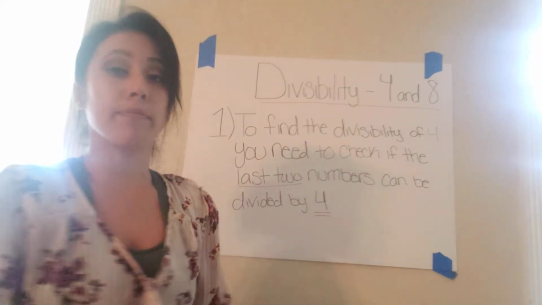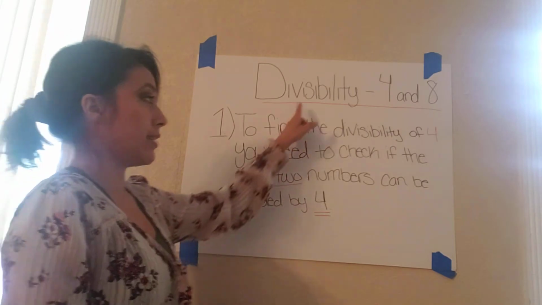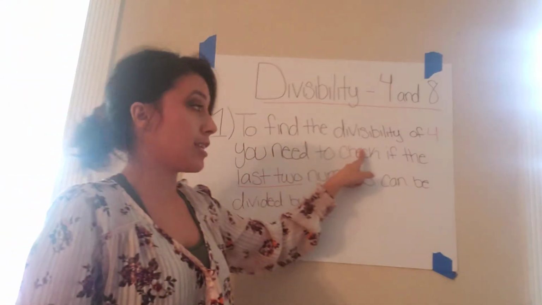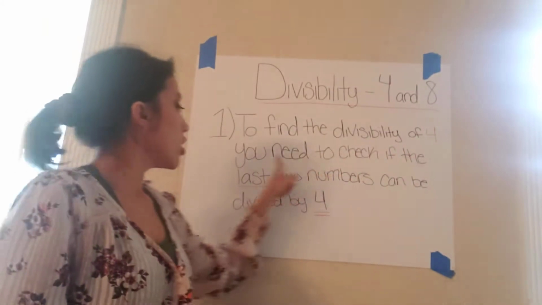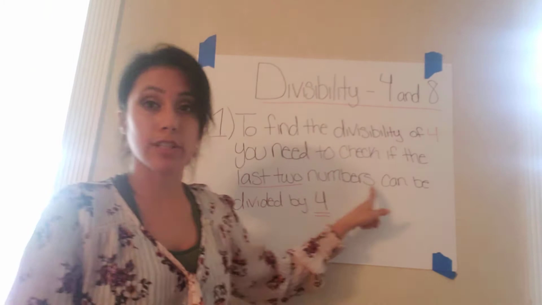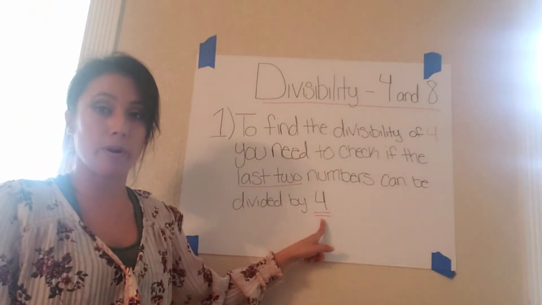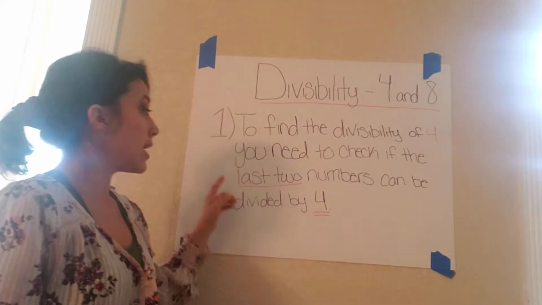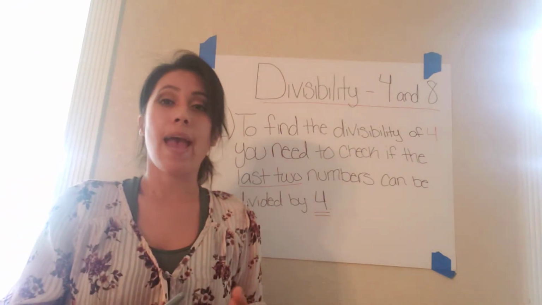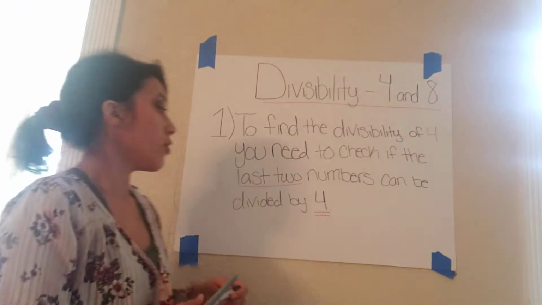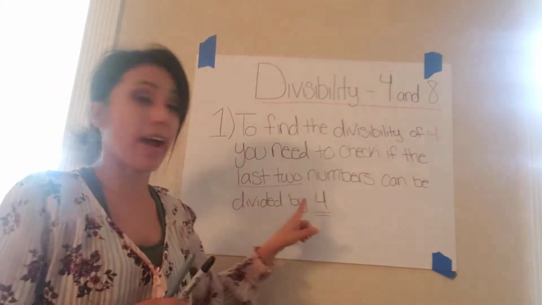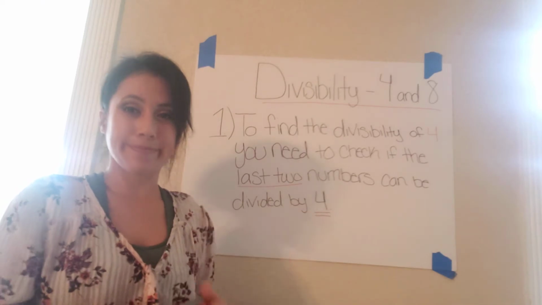Today we're going to start off by discussing divisibility of 4 first. To find the divisibility of 4, you need to check if the last two numbers can be divided by 4. So when you're trying to find the divisibility for a number by 4, we can get the last two digits of that whole number and divide it by the number 4.